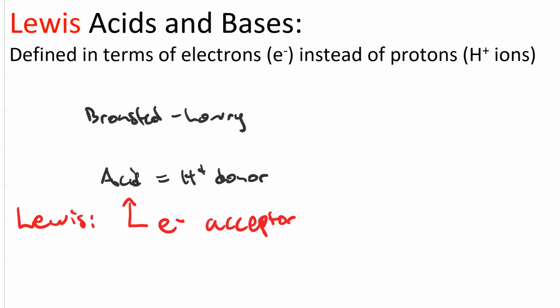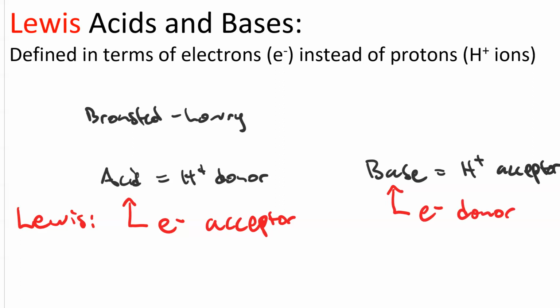In the Bronsted-Lowry definition, a base is a proton acceptor. So it takes something positive from whatever it reacts with and makes it more negative. But if we're not doing proton transfer reactions, then to make something more negative, you just give it electrons. So the Lewis definition of a base is an electron donor.